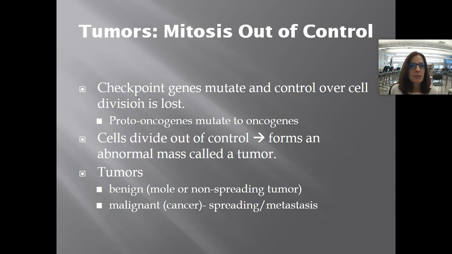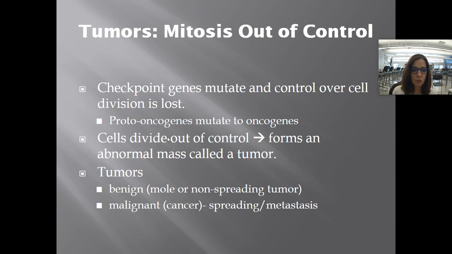So what are tumors? So checkpoint genes mutate, right? If those mutate, then control over cell division is lost. So those proto-oncogenes, if those are mutated, they turn into oncogenes, which is like the gas pedal getting stuck. So if your gas pedal gets stuck, you're going to keep going forward. If your tumor suppressor genes get mutated, like if your brakes don't work, then you're going to keep going forward. So if both of those mutate, you get cancer.